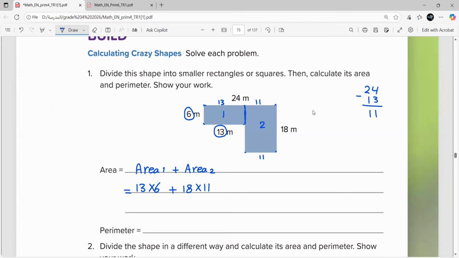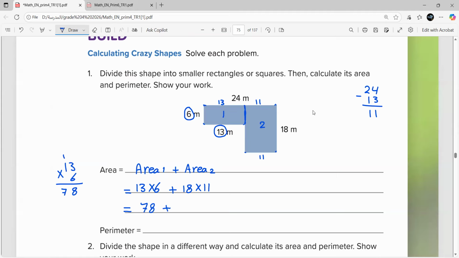Okay, how to calculate it? 13 times 6, you can calculate it here on this side. You studied that before in grade 3, and we will study more multiplication problems in the next unit, inshallah. 6 times 3 equals 18. And 6 times 1 equals 6, plus 1 equals 7. So it will be 78.